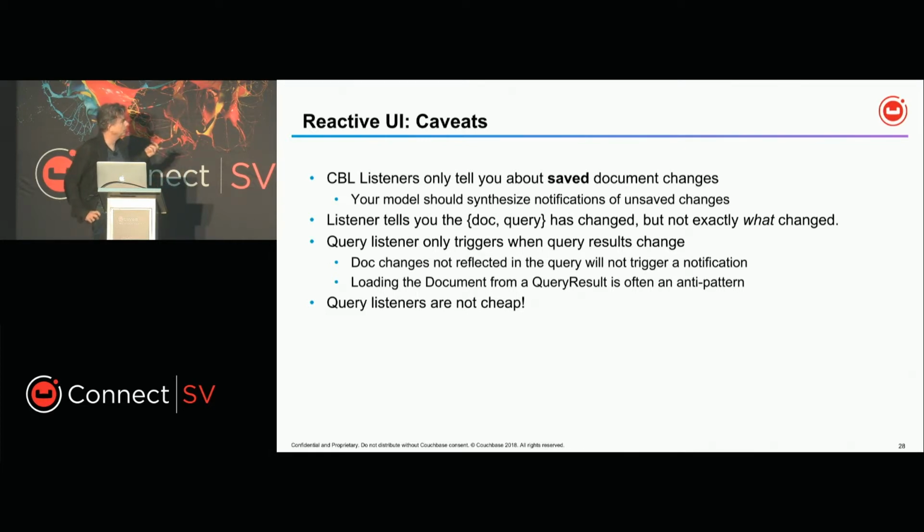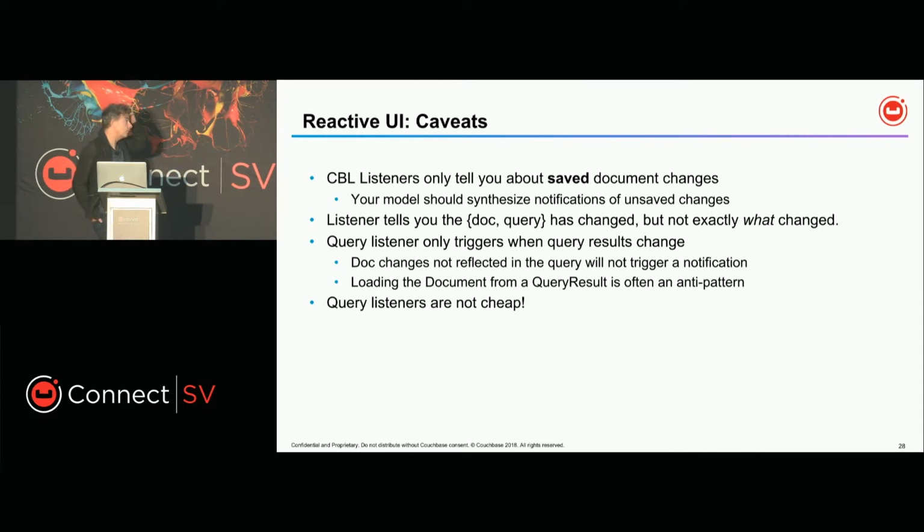The listeners will tell you that the document or the query changed, but they don't tell you exactly what changed about it. They don't tell you an individual field has changed or an individual row in the query has changed. So you do need to be a little bit careful about how you update stuff. If it's at a small scale, you can just reload everything in the UI from the document. But at a larger scale, like if you've got a large table view, you may find that for performance purposes, you actually do need to check, did this thing change, did this thing change, and only update the ones that actually changed.